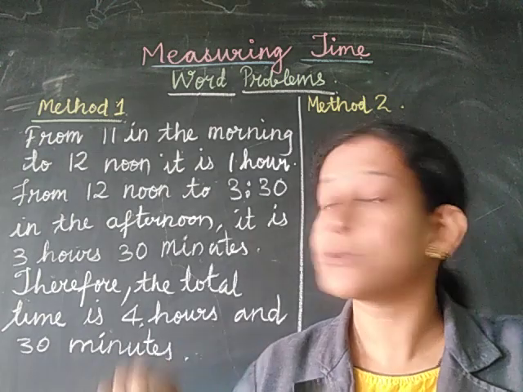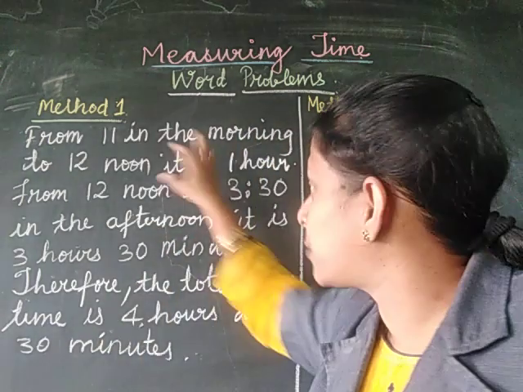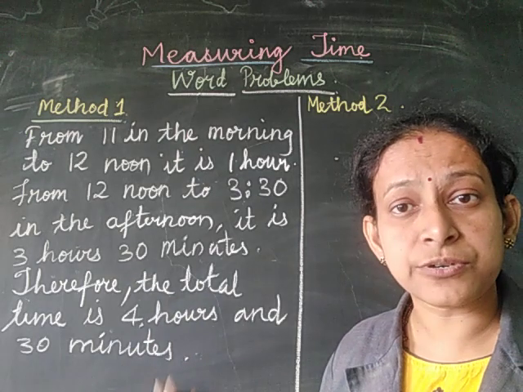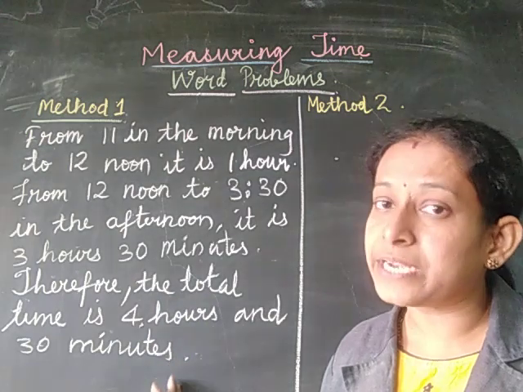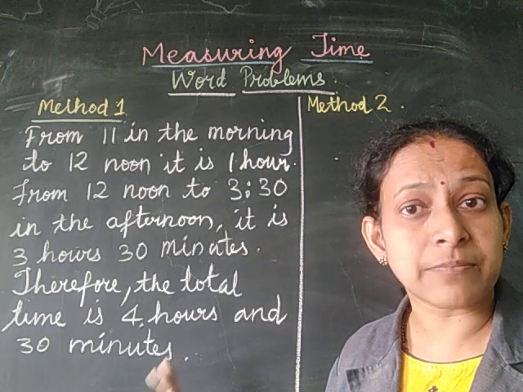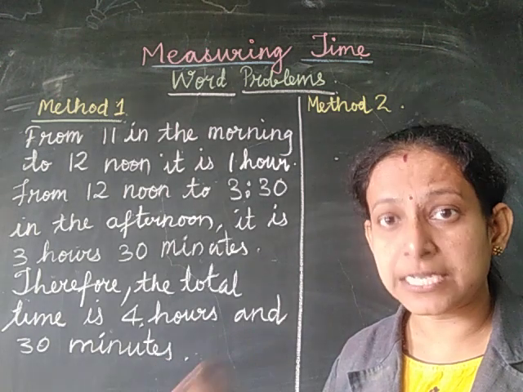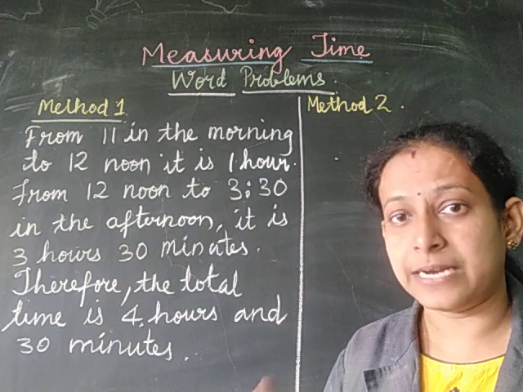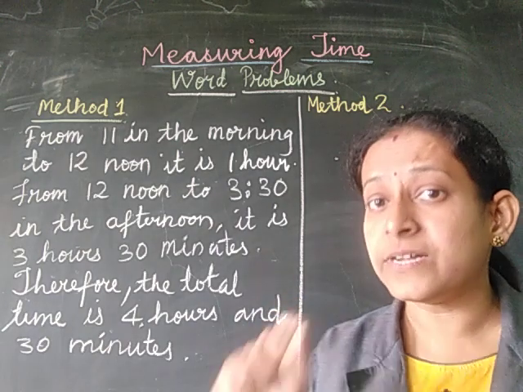First I am going to write what I mentioned to you: according to 24 hours, 3:30 is nothing but 15 hours 30 minutes. So that I am going to write, and then we will solve the subtraction.